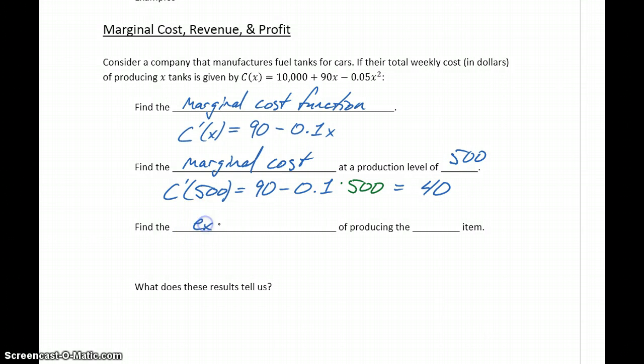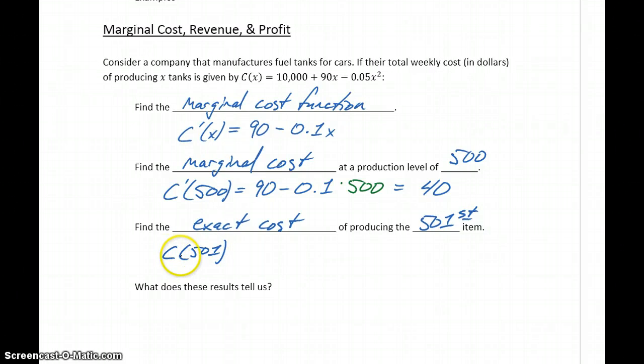So let's also take a look at the exact cost of producing the 501st item. In order to get the cost of producing x number of items, we're going to go back to the original cost function. What we're interested in is the cost of the 501st item. So we'll start with C of 501. But what that actually tells us is the cost to produce all 501 items, not the cost for just that one individual item, just the 501st item.